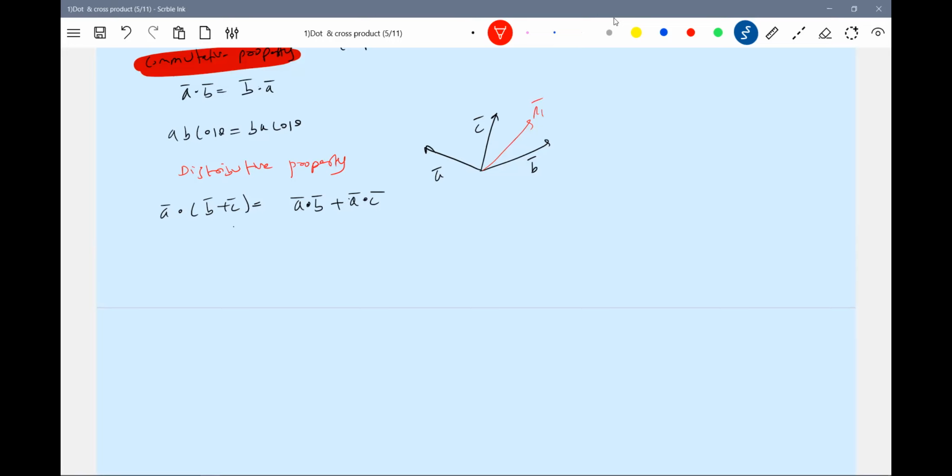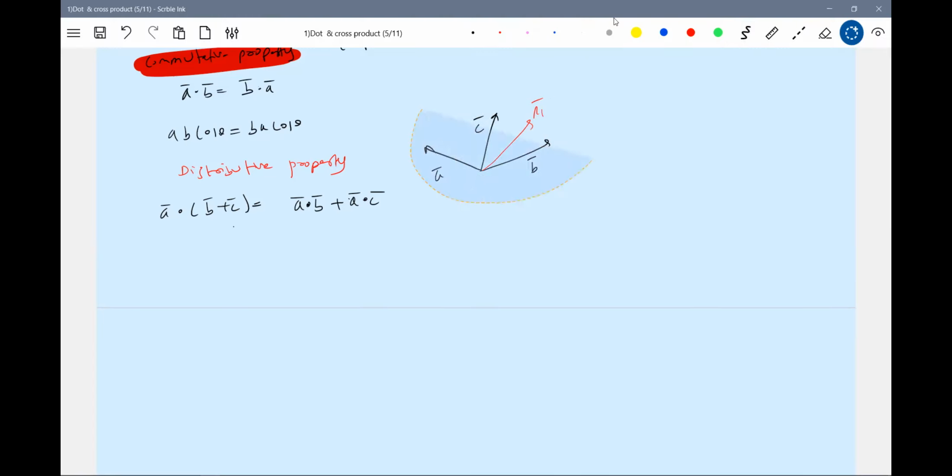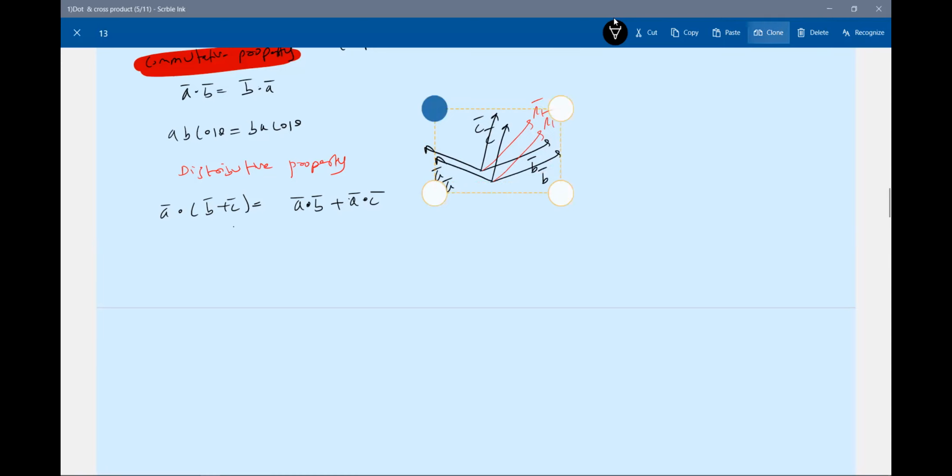Now take A bar dot R1 bar. You'll get the same answer. Or else what you can do? First you take A bar dot B bar, then you take A bar dot C bar, then you take the resultant of that, you'll get the same answer. Okay, this I think I'll explain very clearly through a diagram rather than only dumping one statement. That will not be correct.